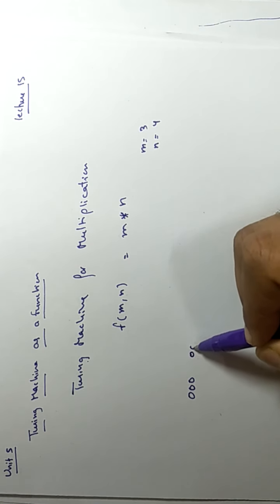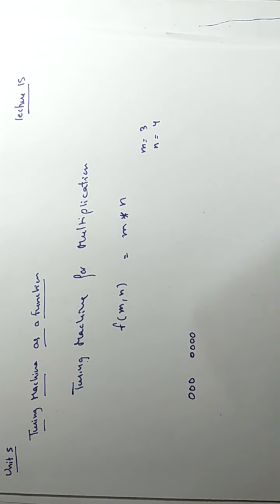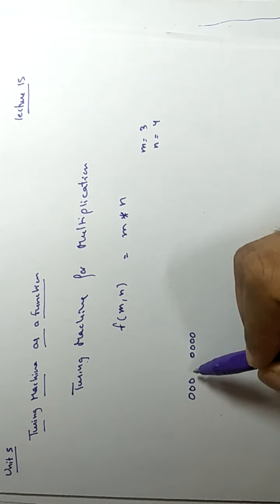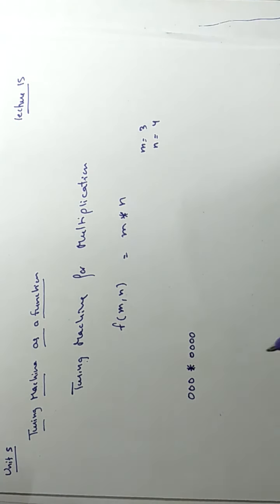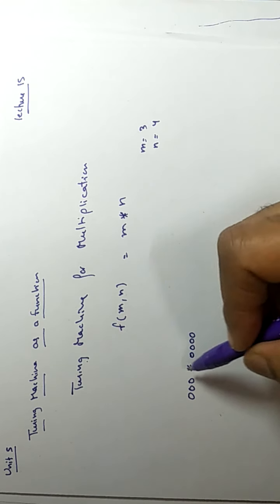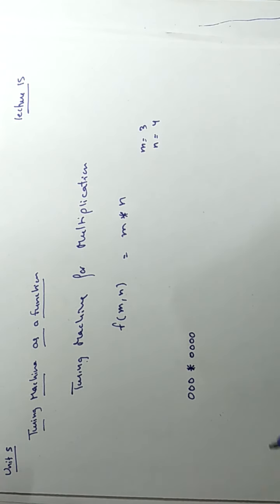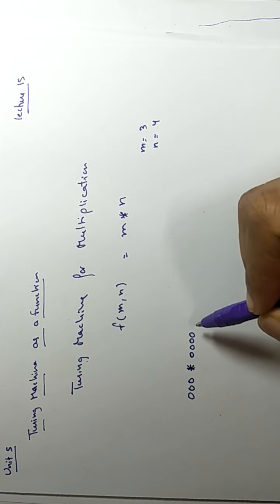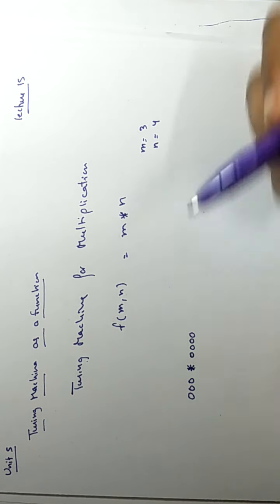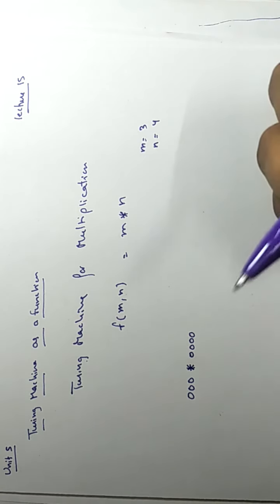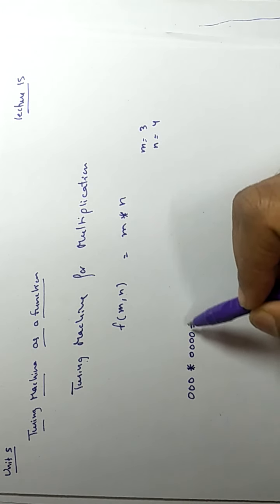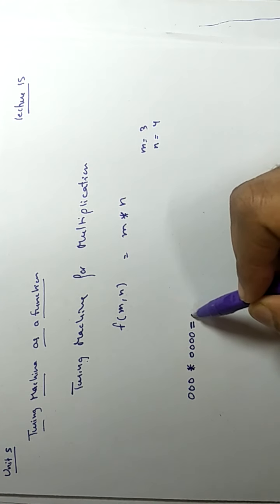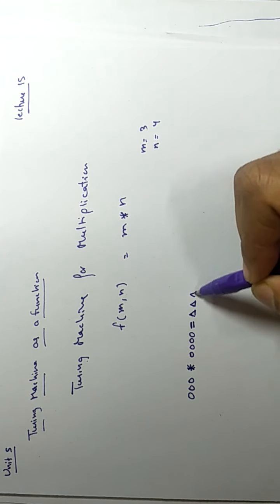Suppose this is n, and they are over the tape, and m and n are separated by some symbol. We are using an asterisk for the multiplication. You can use any other symbol to separate these two numbers. And the tape is filled with blank, either from one side or two sides. Here we are using another separator, which is equal to, and it is followed by blanks.